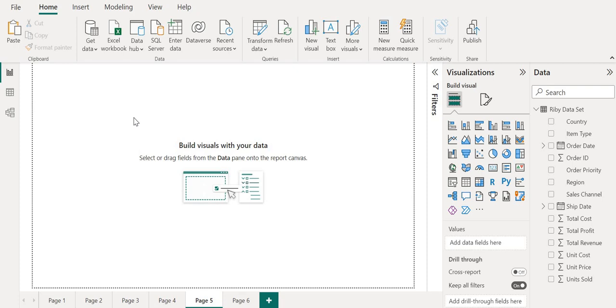And for the past 4 weeks, we've been working on the Riby Financial data set. We've been creating a series of visualizations around that data set. And today I'm so excited that we've come to the fourth and final video in this series around data visualization for the Riby Financial data set.